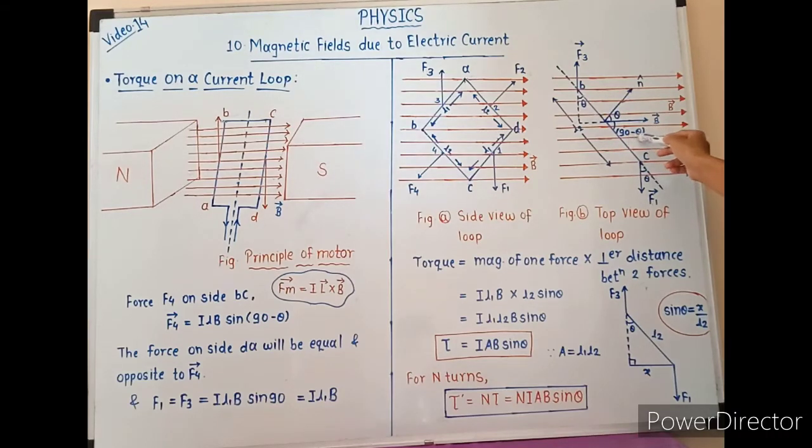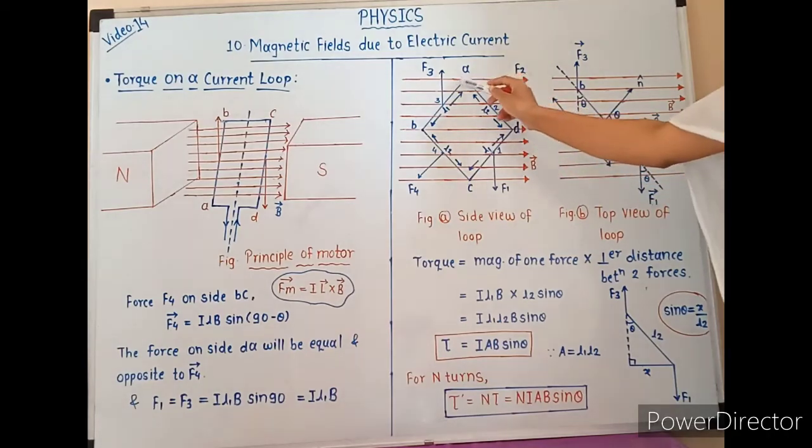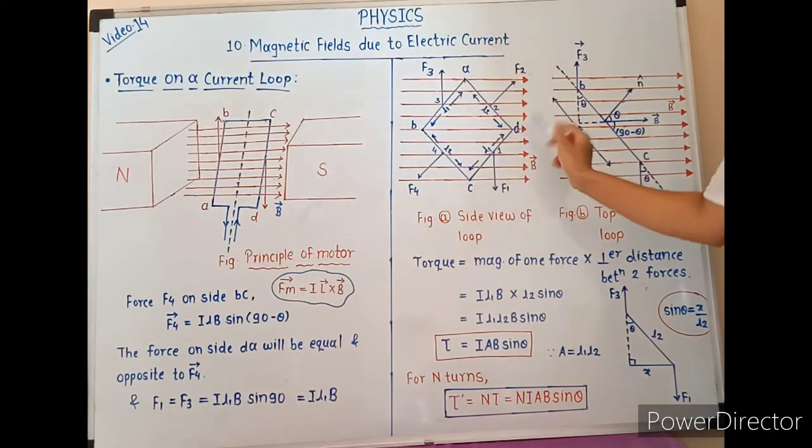Now why is this angle 90 minus theta? Because the angle between this direction vector of the loop and segment BC is 90 degrees. So the total angle between the direction vector and segment BC is 90 degrees, so this angle becomes 90 minus theta. Okay. Now we will calculate the total torque and the total force on this loop ABCD.